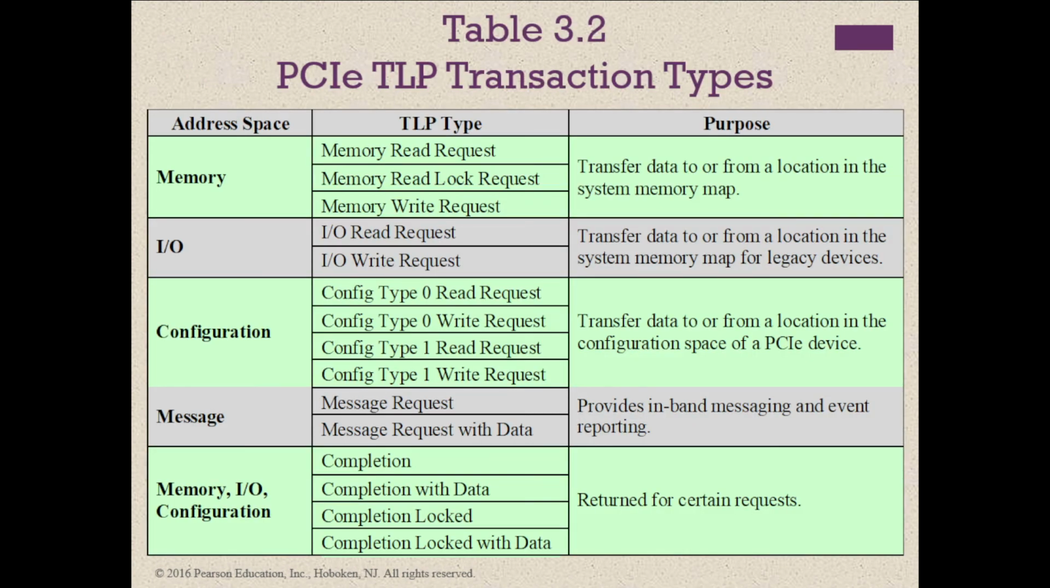Next we have Table 3.2, the PCIe TLP transaction types. This table shows the transaction types provided by the TL. For memory, I/O, and configuration address spaces, there are read and write transactions. In the case of memory transactions, there's also a read lock request function. Locked operations occur as a result of device drivers requesting atomic access to registers on a PCIe device.